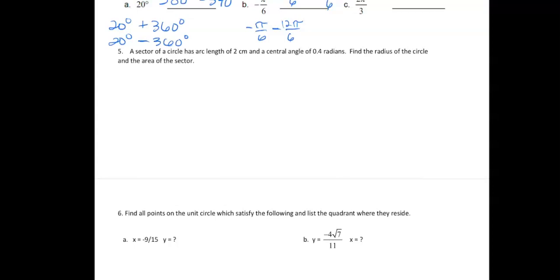Okay, for C, take your 2 pi over 3 and add a full circle, but add it in thirds, so I'm going to add it as 6 pi over 3. That gives me 8 pi over 3 for my first coterminal angle. That's the positive one. Then change this to a subtraction. And when you change it to a subtraction, 2 minus 6 will give you a negative 4 pi over 3. And that's your second angle.